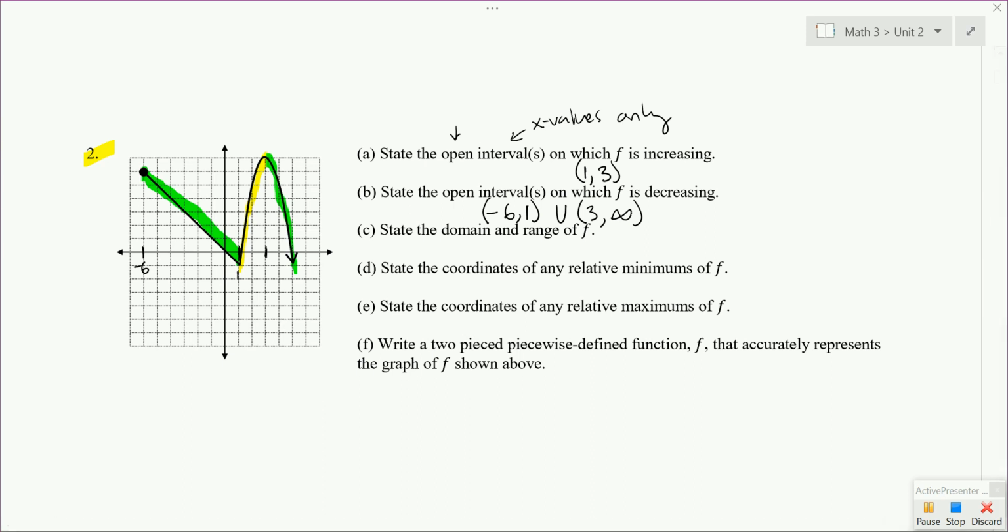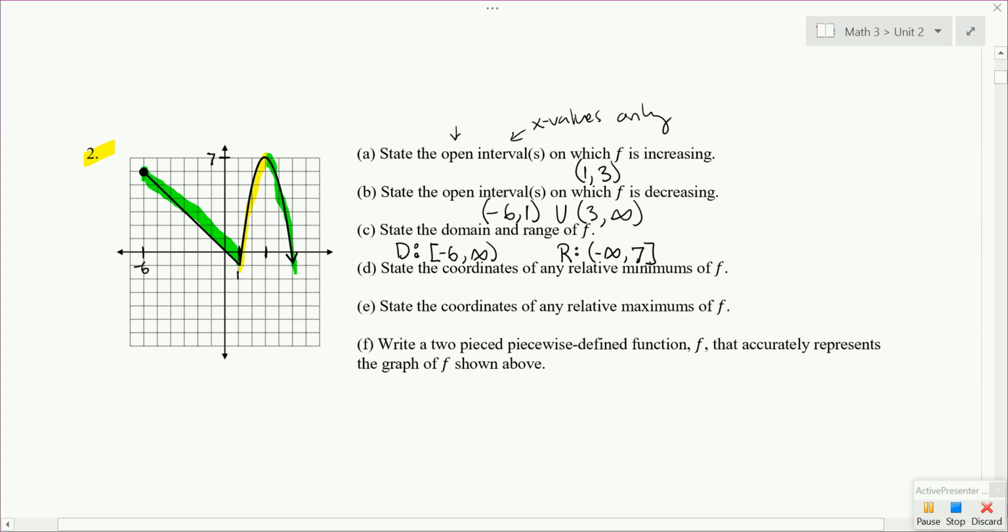C asks us to state the domain and range of f. So the domain, we start at -6. This time we're going to use brackets because it's included with that closed circle. And then it just keeps moving to the right, so to infinity. The range, the lowest this graph goes, well, that arrow points down, so there is no bottom to the graph. And the highest it goes is the maximum, where the vertex of that parabola is, which is 1, 2, 3, 4, 5, 6, 7. And it actually reaches 7, so we're going to use brackets at the 7.